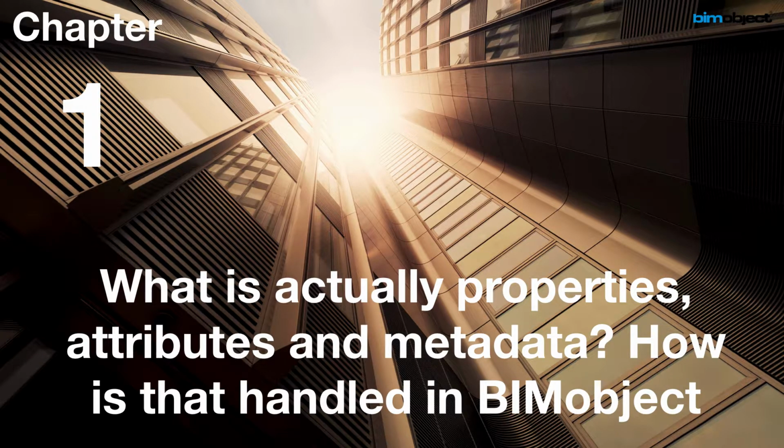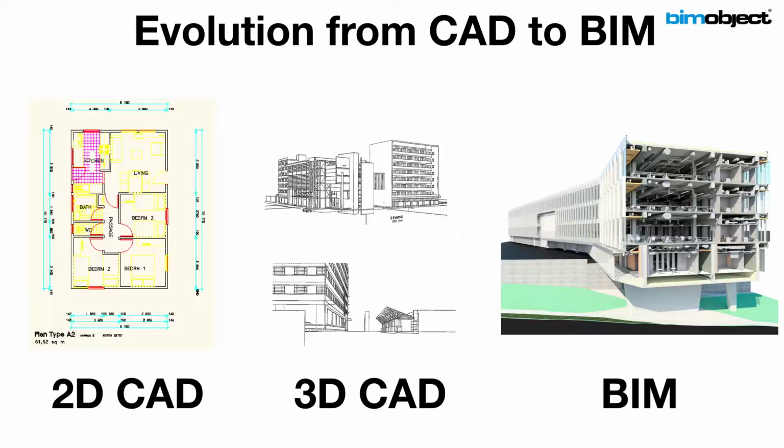So chapter 1, what is actually properties, attributes and metadata? And how is that handled in the BIMobject Cloud?